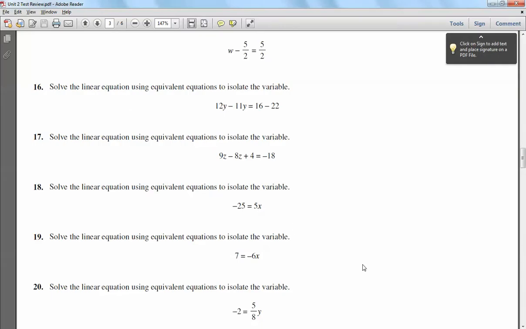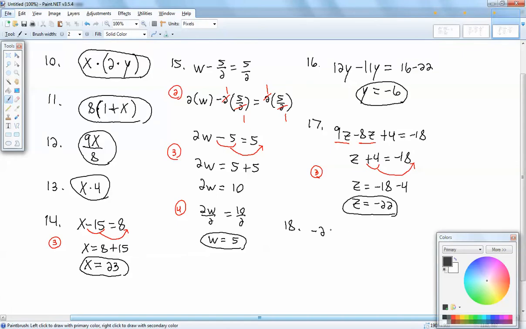Number 18. We got negative 25 equals 5x. And going through the same 4 steps. First step is get rid of parentheses, don't have any. Second step is get rid of fractions, don't have any. Third step is get everything with an x on one side, numbers on the other side. That's done. Step 4. Divide both sides by the number in front of your x, which is 5. So we're going to divide both sides by 5. Negative 25 divided by 5 is negative 5, and those 5s will cancel. And so we got x is equal to negative 5.